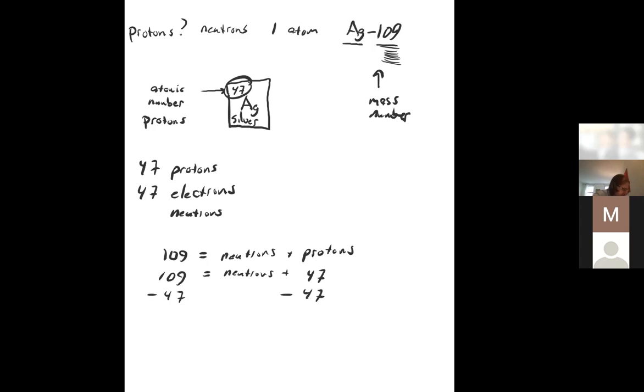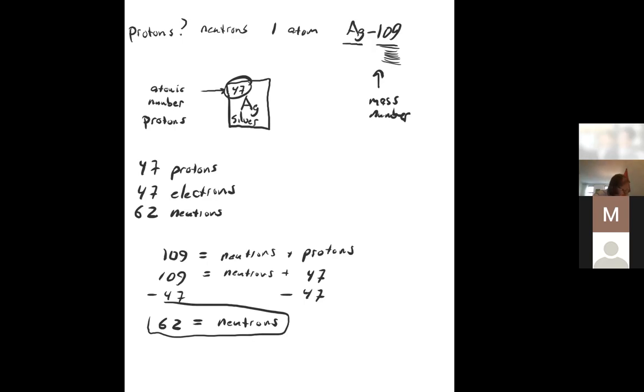62. Yeah, 62. And then 47 minus 47 is 0. So that'll give you the number of neutrons. And there you go. So we got our third one, 62. You can check it and just make sure.